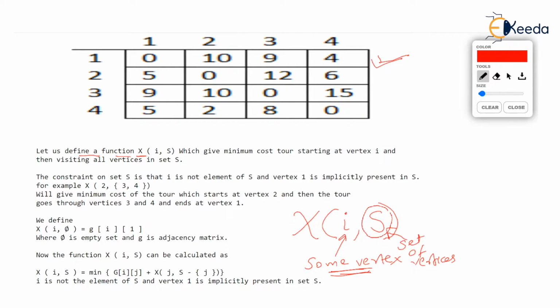Now, the constraint on the set S, you just read this sentence, the constraint or limitation on this set S is that i is not an element of S at all. So whatever vertex you choose as i, that vertex should not be a member of the set S. And one more very important property is that vertex 1 is implicitly present in the set S. Let me explain what I mean by this.